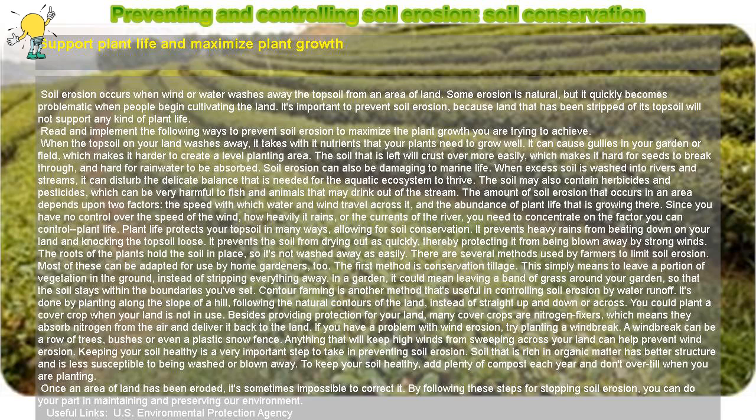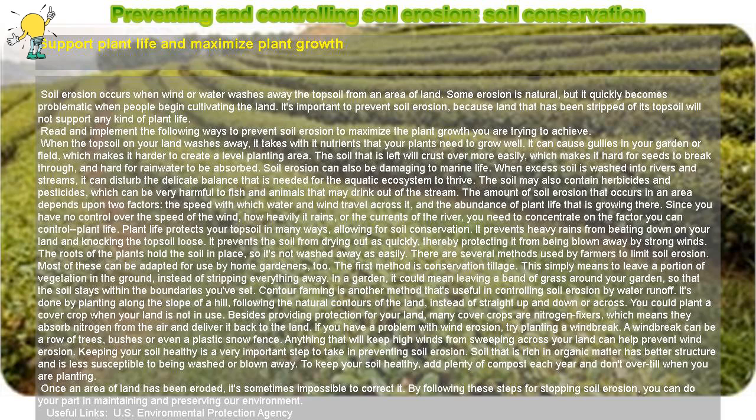The amount of soil erosion that occurs in an area depends upon two factors: the speed with which water and wind travel across it, and the abundance of plant life that is growing there. Since you have no control over the speed of the wind, how heavily it rains, or the currents of the river, you need to concentrate on the factor you can control: plant life.